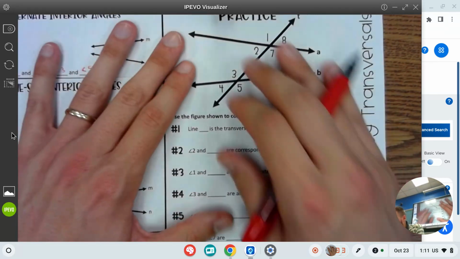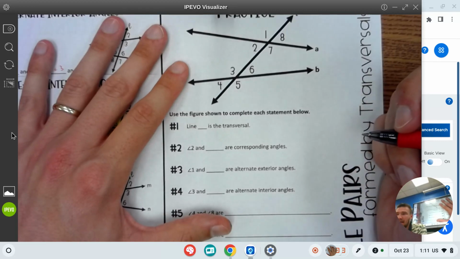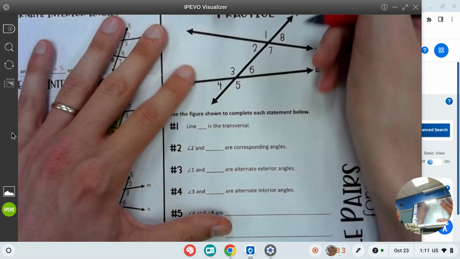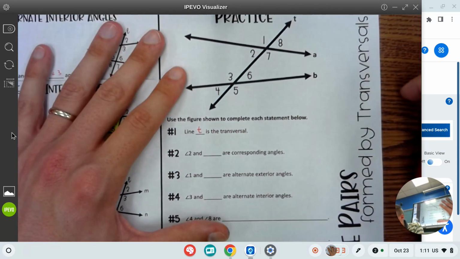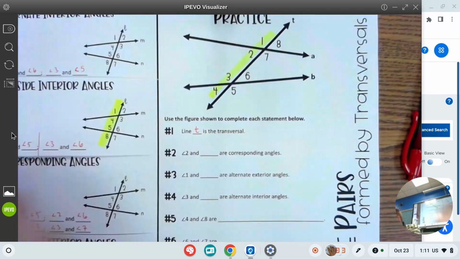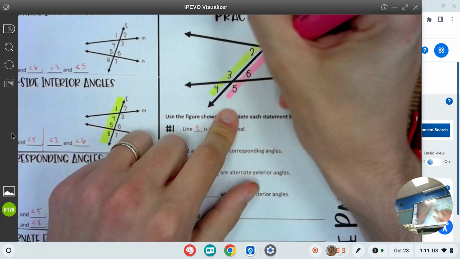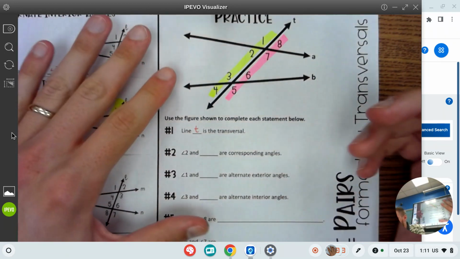Okay? Which line would you say is considered to be the transversal? Please don't talk over me. We got 2 minutes left in class. Line T. Excellent. Line T is the transversal. I agree 100%. Again, it's a good day for highlighters. I can use yellow and pink to help me keep track of different sides of that transversal.